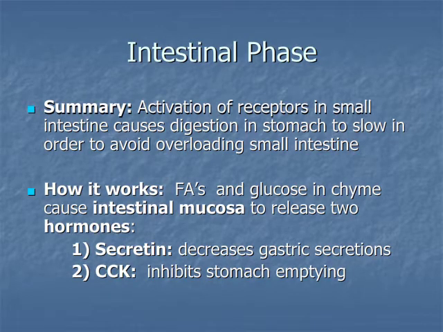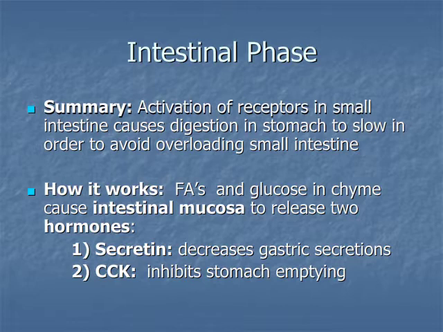Fatty acids and glucose in the chyme cause the intestinal mucosa to release two hormones. The first of these is secretin. Secretin is made by the mucosal cells of the intestine, but it has its effect on the stomach. That is, it decreases gastric secretions, so it reduces the production of acid, it reduces the production of pepsin, and it also reduces mucus secretions.